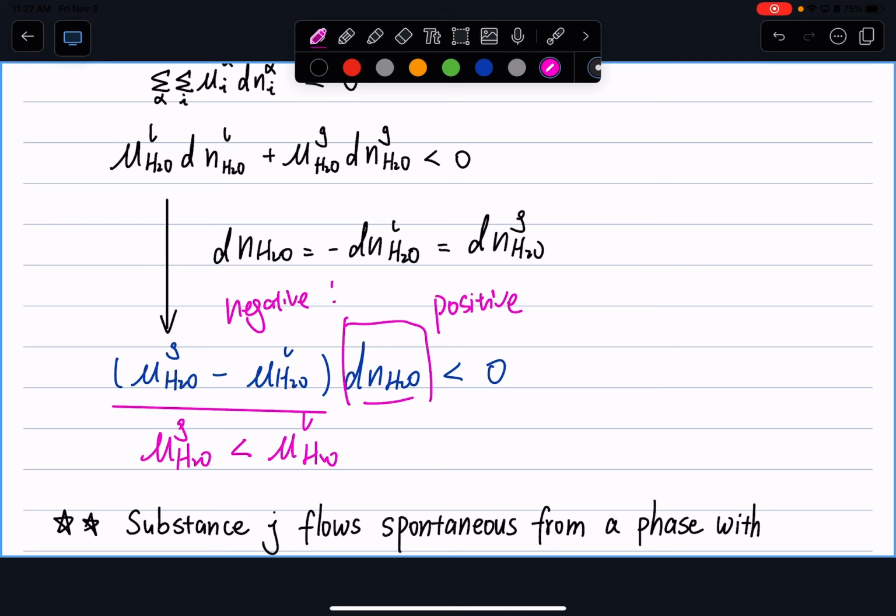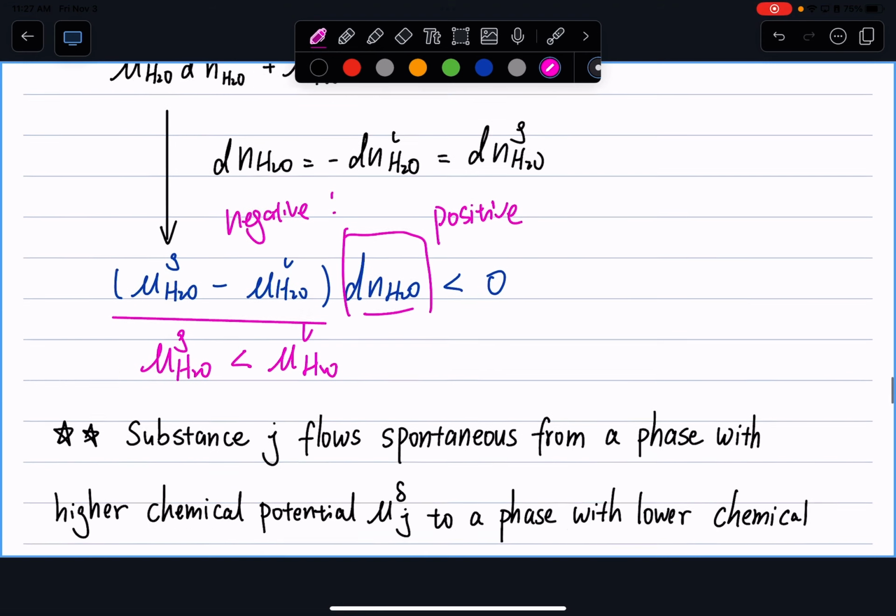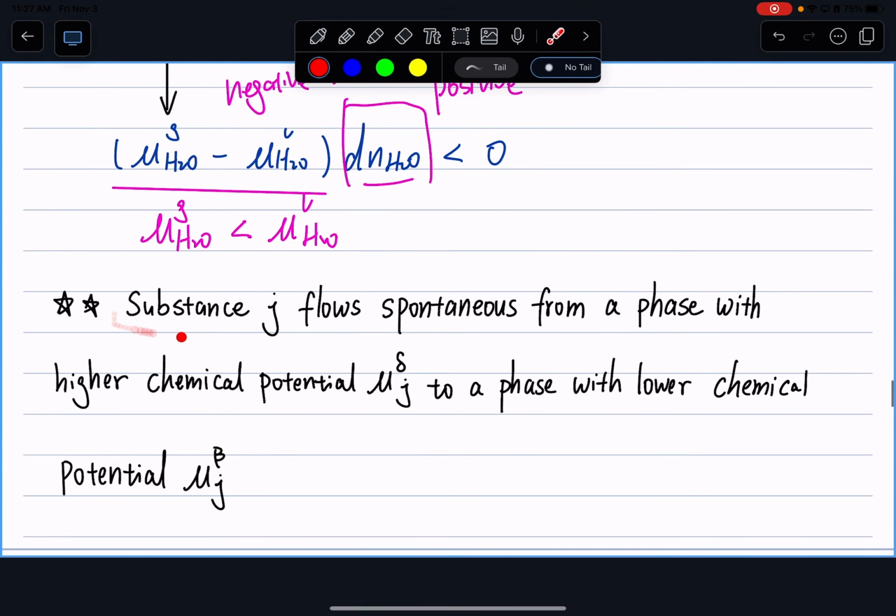So, what is the take-home message here? The take-home message here is for an irreversible process. In this case, we're talking about an irreversible vaporization from liquid water to gas-phase water. What that tells us is, let's generalize our conclusion here, when we have a substance J, just one substance, that flows instantaneously from one phase to a second phase, your initial phase will have higher chemical potential than your final phase for that irreversible process.